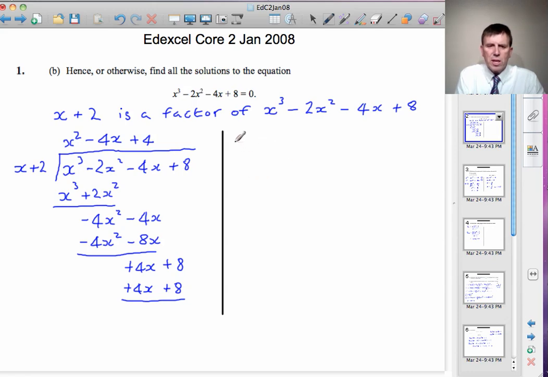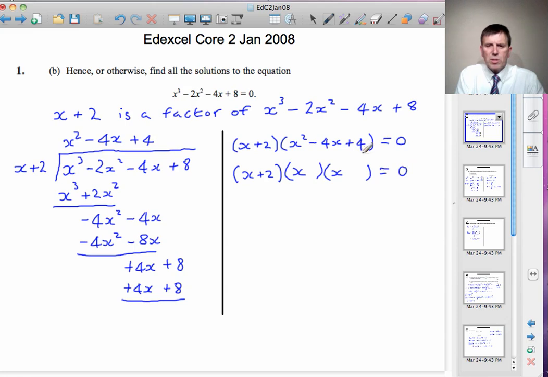Now I can rewrite the equation as x plus 2 multiplied by x squared minus 4x plus 4 equals 0, because this expression here is that one multiplied by that one. Now, can we factorize the quadratic bracket on the right? Two factors, an x in each, and I want two numbers that multiply together to give plus 4 and add together to give minus 4. So that will be minus 2 and minus 2. Minus 2 times minus 2 is plus 4, and collected together, minus 2 and minus 2 gives minus 4.